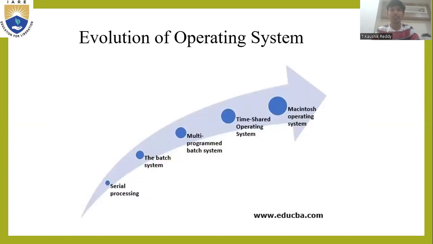Next, the evolution of the operating system. So let's see how the operating system evolved. First, serial processing. Next, the batch system. Next, the multi-programmed batch system. Next, the time sharing operating system, and the next, the Macintosh operating system.